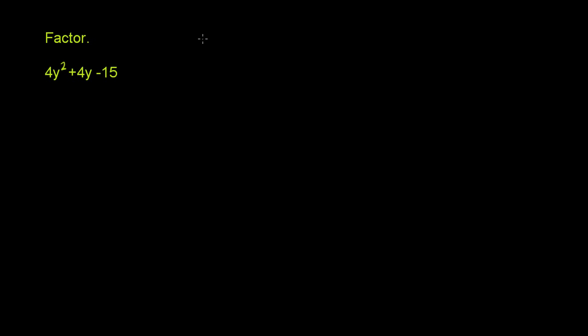15. So we're looking for two numbers whose product, let's call those a and b, is going to be equal to 4 times negative 15, or negative 60. And the sum of those two numbers, a plus b, needs to be equal to this 4 right there. Needs to be equal to 4. So let's think about all the factors of negative 60 or 60. And we're looking for ones that are essentially 4 apart, because the numbers are going to be of different signs, because their product is negative.